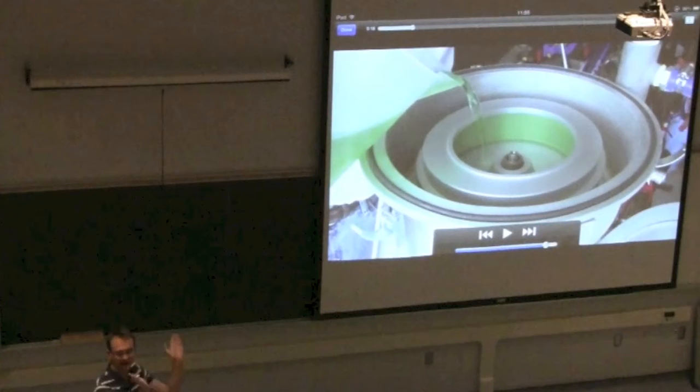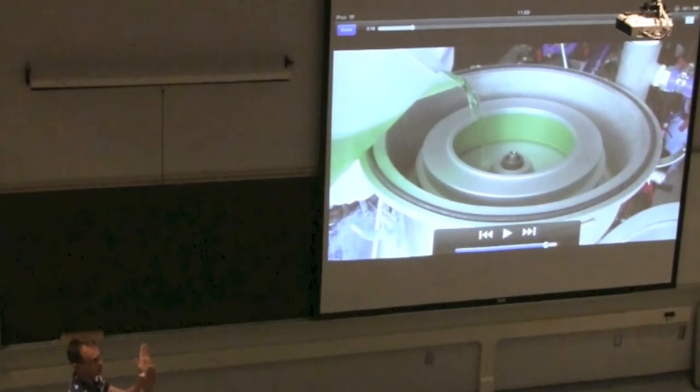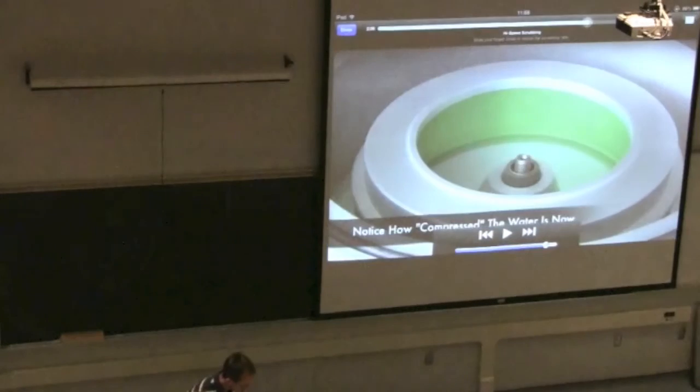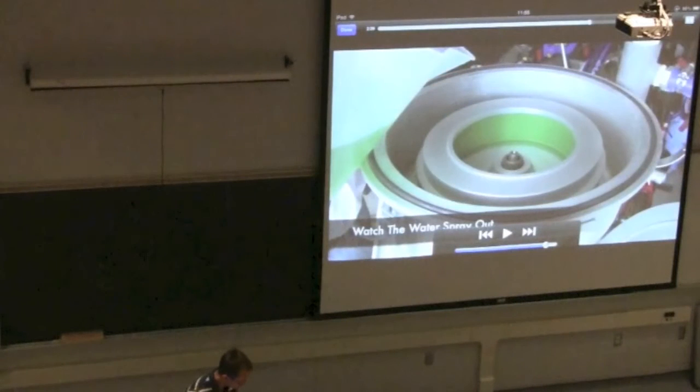Starts to form an angle. So as the centrifuge is going at faster and faster rates, that wall starts to flatten out until you get the vertical walls forming.